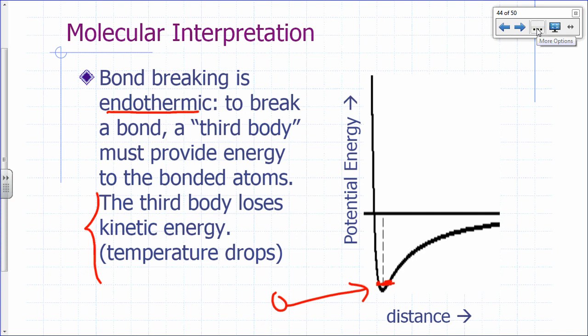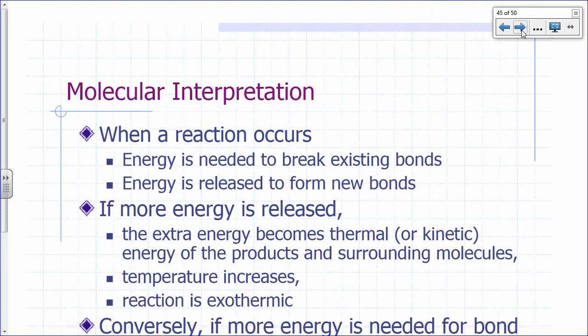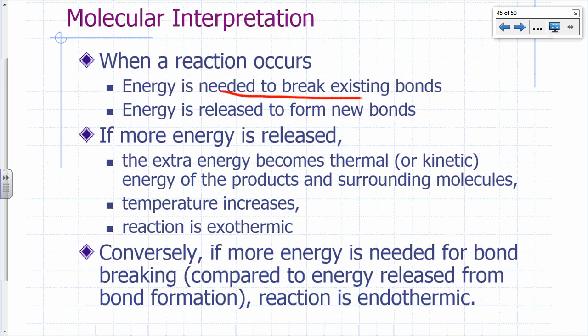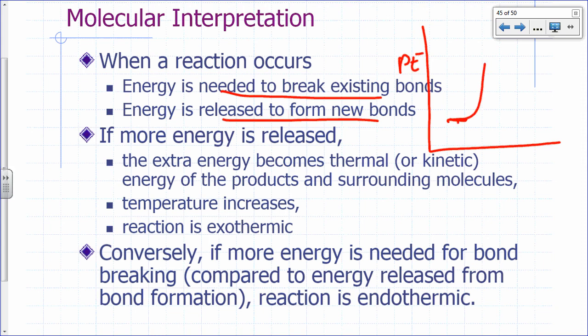But reactions in general involve bond breaking and bond formation. So when a reaction occurs, you need energy to break existing bonds, and you need energy to form new bonds. So if you were to monitor potential energy as a reaction progresses, what would happen? Potential energy would increase to break the bonds, and it would decrease when bonds are formed.